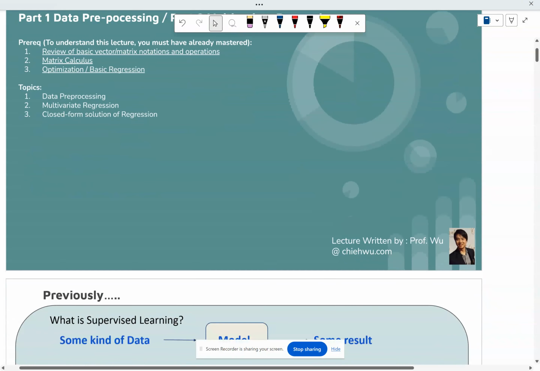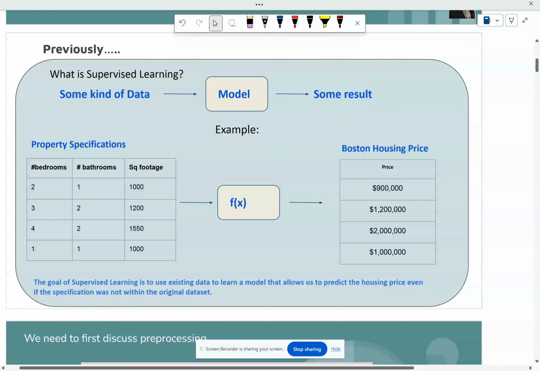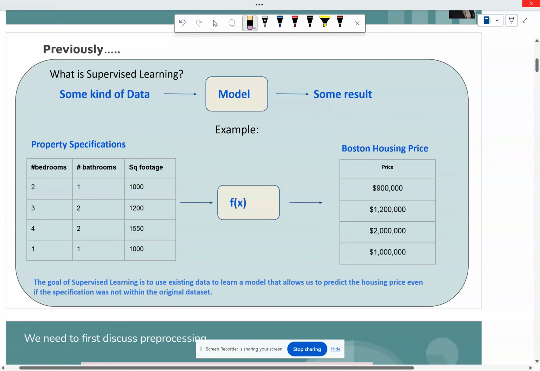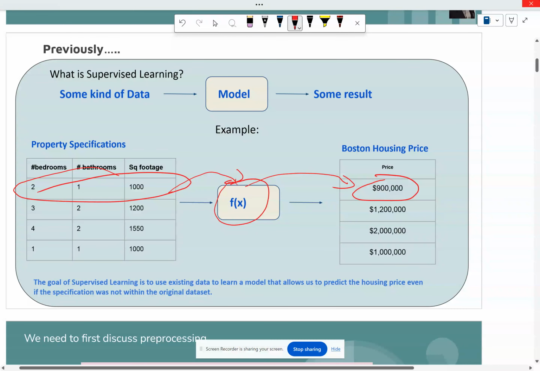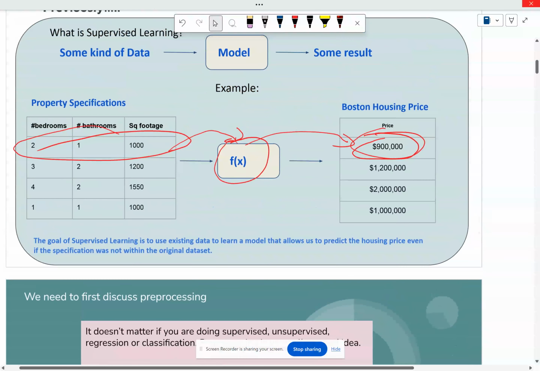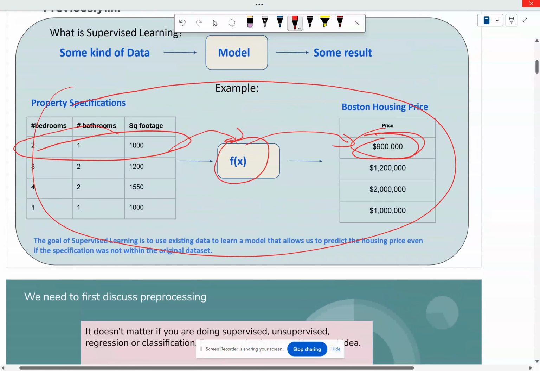Let's get started. Okay, so previously we started talking about the concept of supervised learning, or specifically we talked about regression, where you have some kind of data and some kind of label you would like to predict. Here you have data about the bedroom, bathroom, square footage, and you want to predict the price of the house, right? So ideally you find this function that allows you to input this information and predict essentially the price.